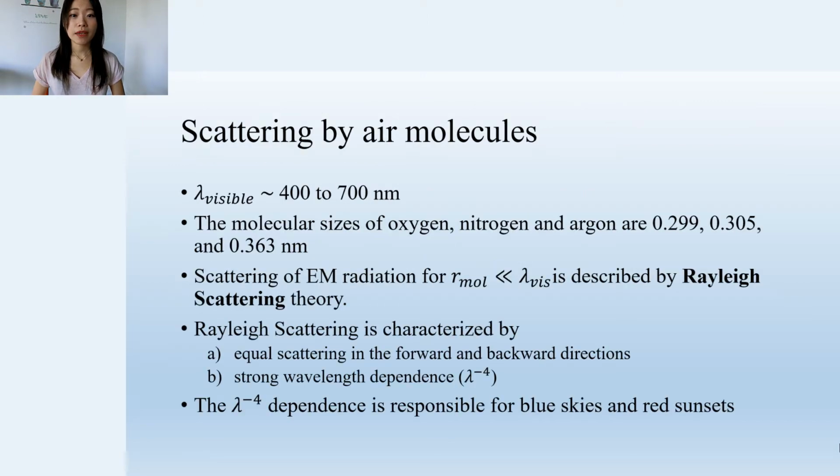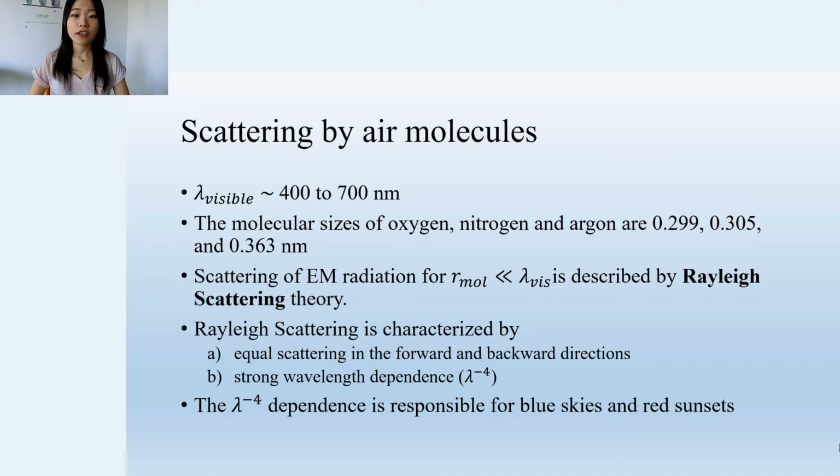Solar radiation emits maximum energy in the range of visible light. And just a quick reminder, visible light has wavelengths between 400 nanometers and 700 nanometers. And the radius of air molecules such as oxygen, nitrogen, and argon is smaller than 1 nanometer. So the size of air molecules is a lot smaller than the wavelength of solar radiation.